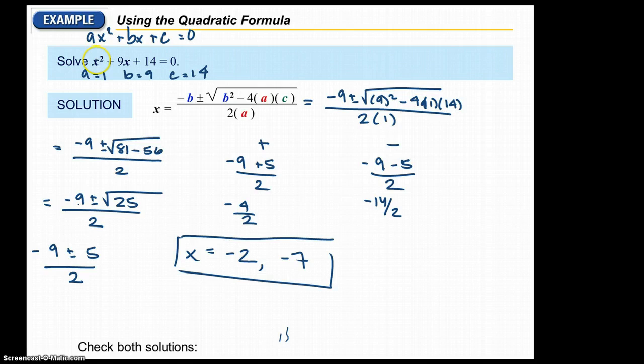That's it. And you can check your solutions by plugging them in here. So negative 2 squared is 4 minus 18, because 9 times negative 2, and then plus 14 equals 0.